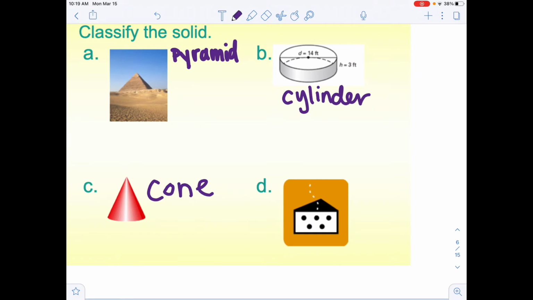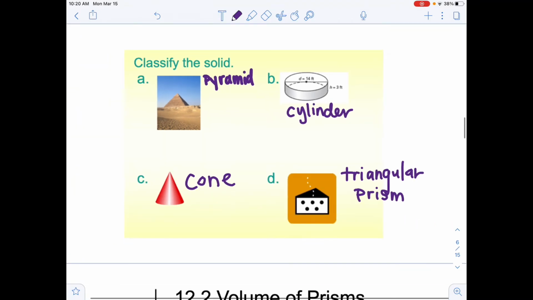And then D, well, it has triangles as a base, and the rest of the sides are rectangles, so we call this a triangular prism. We know it's a prism because all the faces besides the bases are rectangles, and then we name it based off the bases. So triangular prism.